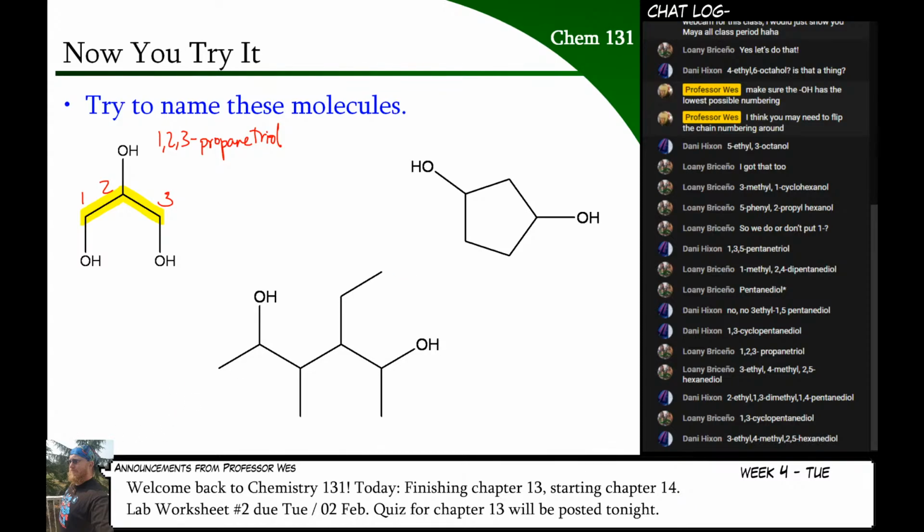All right. The one on the right is also easy. So 1, 2, 3, 4, 5 is my cyclopentane here. This one I do need to number because there are 2 positions. And so this would be 1, 3 cyclopentane diol.